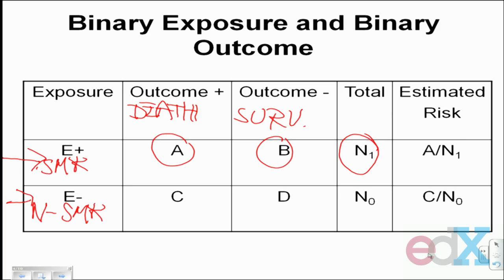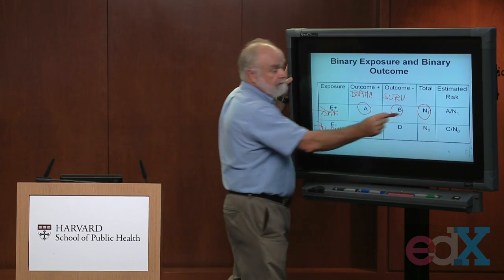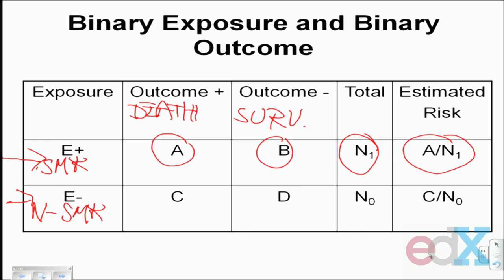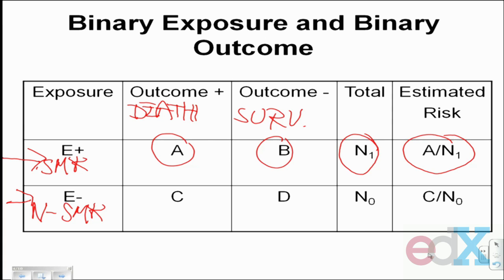You can estimate the risk of dying for a smoker by its cumulative incidence. You could take the number of deaths, A, divided by the number of smokers you have, N1, and that would be the cumulative incidence or the estimated risk of death among the smokers. You can do the same thing for the non-smokers. C people die and D people don't die. Their estimated risk, their cumulative incidence, is C over N0.